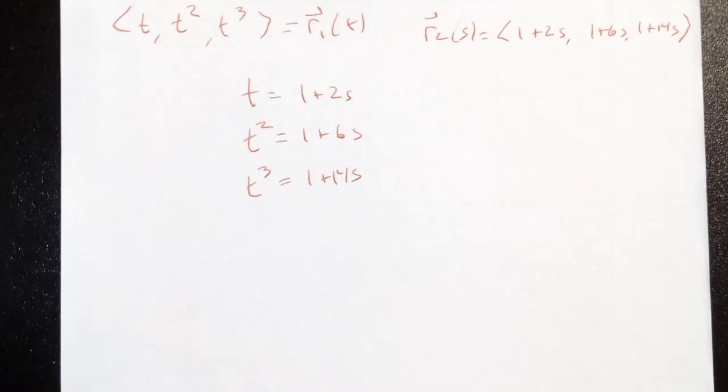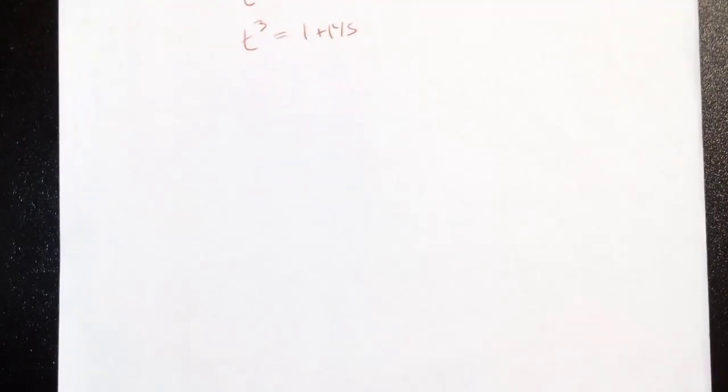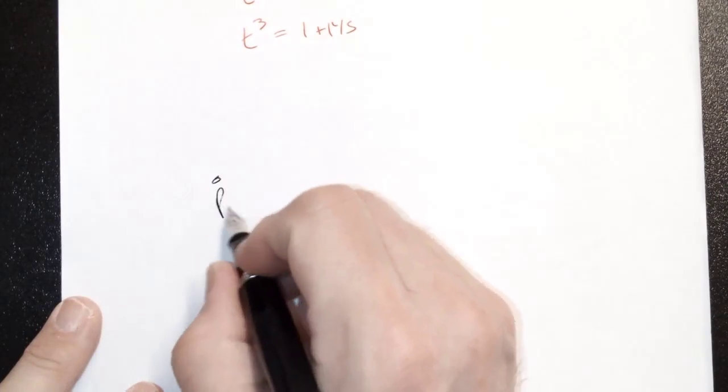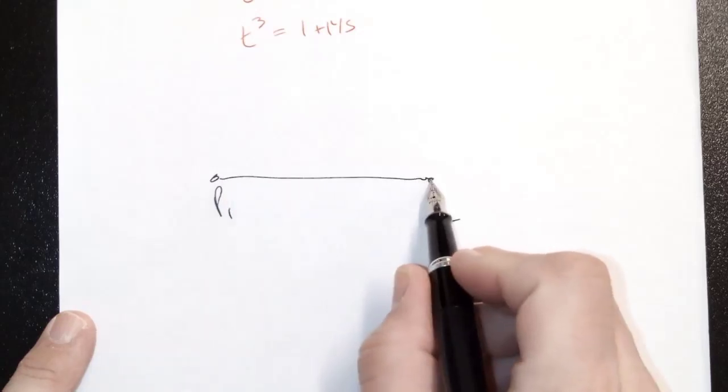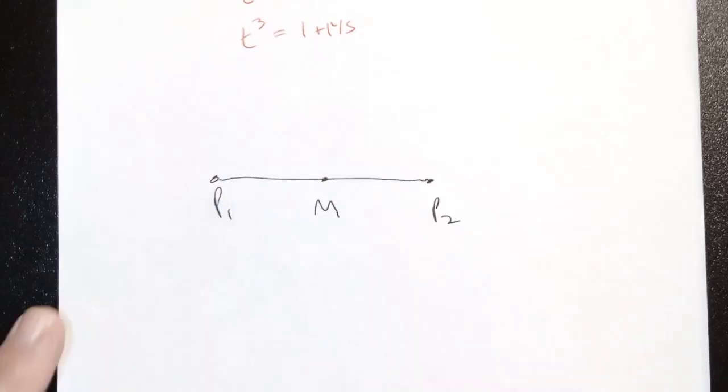61. Find an equation consisting of all points equidistant from two given points. Okay. Here's point 1, here's point 2. Yes? Halfway between them, how do I find that spot?